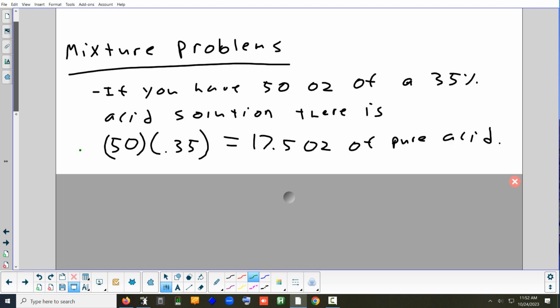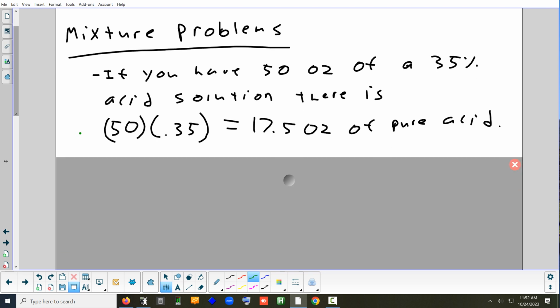Okay, yeah, mixture problem. All right, so we've done mixture problems before. This one's actually, I think, a little easier because we don't have to set up a system. We're not going to do like we've done before with the system. It's a little different.